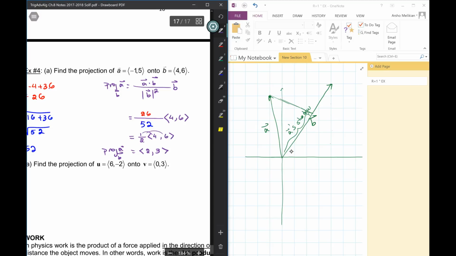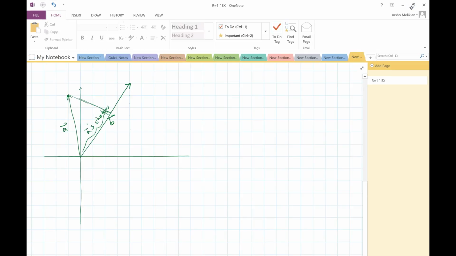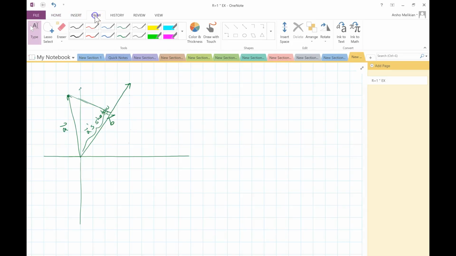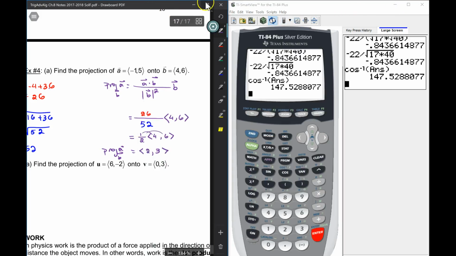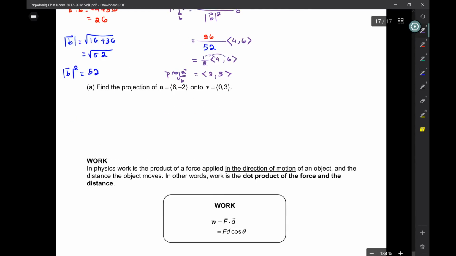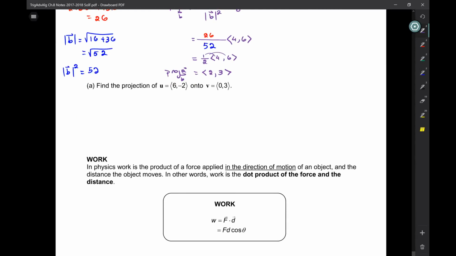All right, so what does that look like? Here, if I go 2 comma 3, since I got the projection to be 2 comma 3, right? So that's the projection. I miscalculated my angle a little bit, so it's got to look like that. Okay? So that's the projection of A onto B. All right, so next one is your turn. Find the projection of U onto V here. All right, I'll give you like 2-3 minutes to do that.